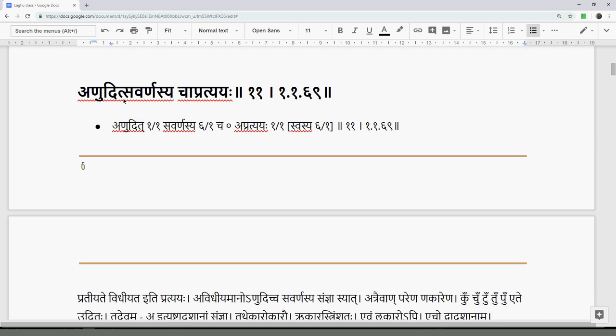That is the sanya. What is the sanya here? Anudit. And apratyaha: what kind of apratyaha should it be? It should not be a pratyaya. Pratyaya, we see, generally means what? It means a suffix.